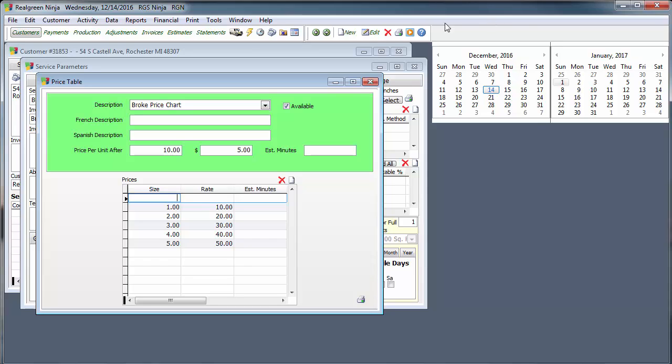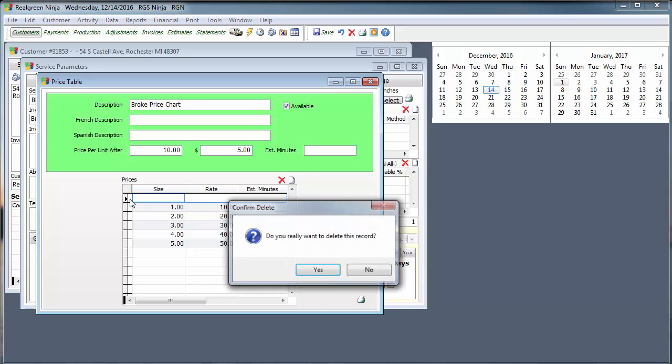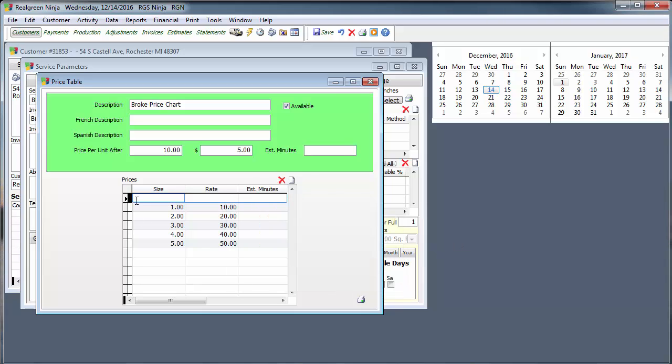The easiest way to get rid of a blank line is to click Edit, and you'll see a little white box right to the left of that line. Double click it. It's going to ask, are you sure you want to delete the record? The box will turn black. When we hit save, boom, that line has disappeared.